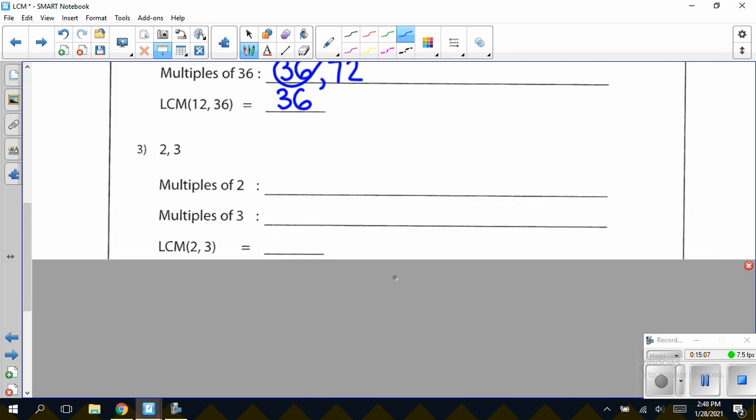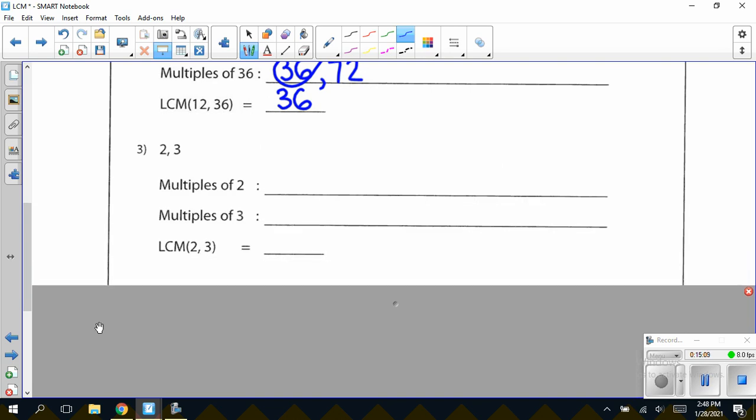Next, multiples of 2 and 3. You can go ahead and list them, and then find your least common multiple, then watch the video to reveal your answer. So multiples of 2, I have 2, 4, 6, 8. Multiples of 3, I have 3, 6, 9. I can stop both my lists right there because I see that they both have 6 as their very first number in common. So that is the number that is their LCM.